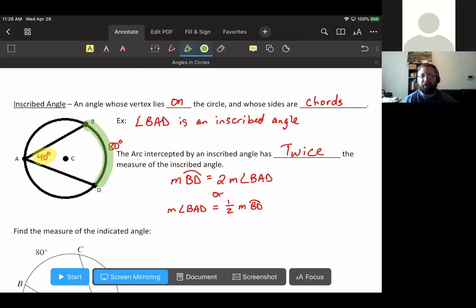So we're going to do a couple examples with inscribed angles as well, and then we will go over how to get to today's homework assignment. Grab a screenshot if you want one. We're going to move down into the examples in about 10 seconds.